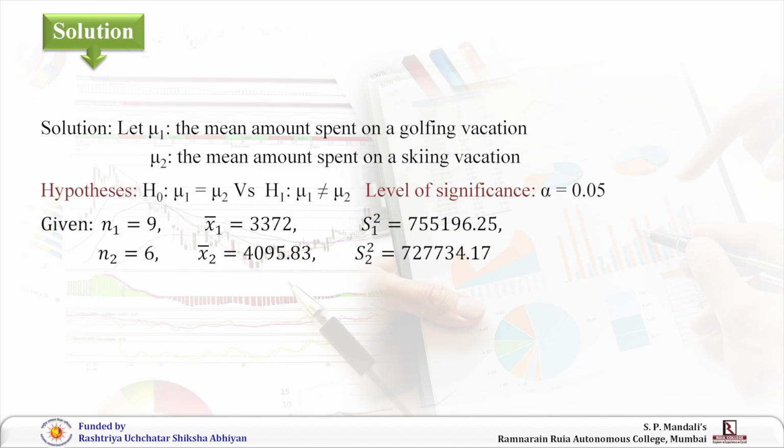Let us define mu1 as the mean amount spent by the golfers and mu2 as the mean amount spent by skiers. So, now the hypothesis to be tested, H0 is mu1 equal to mu2 against H1 mu1 not equal to mu2 at level of significance 5%. The data given is n1 9, n2 6. When calculated, the mean of the first set of data turns out to be 3372 and for the second set of data turns out to be 4095.83. Similarly, the variances of the samples are as listed here.